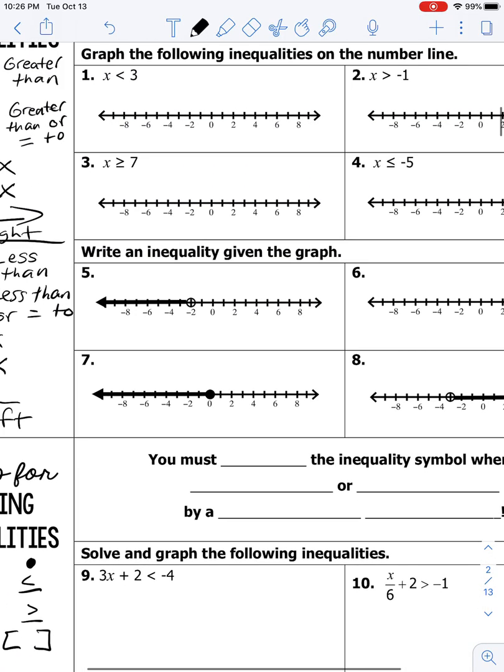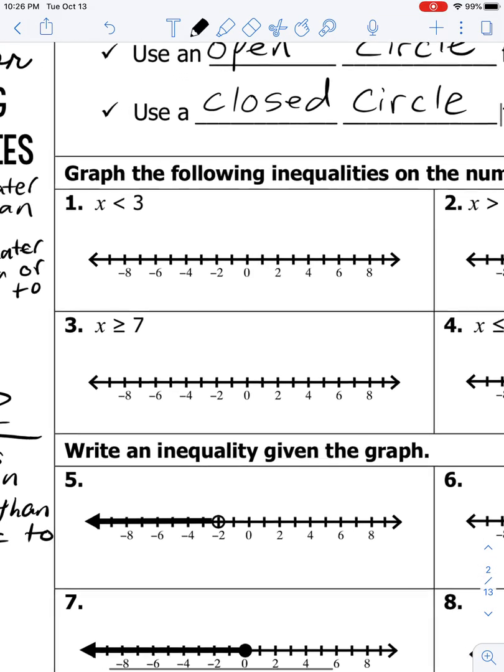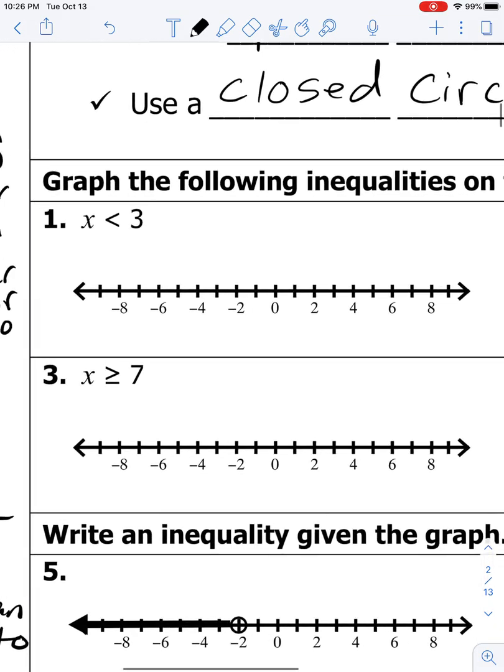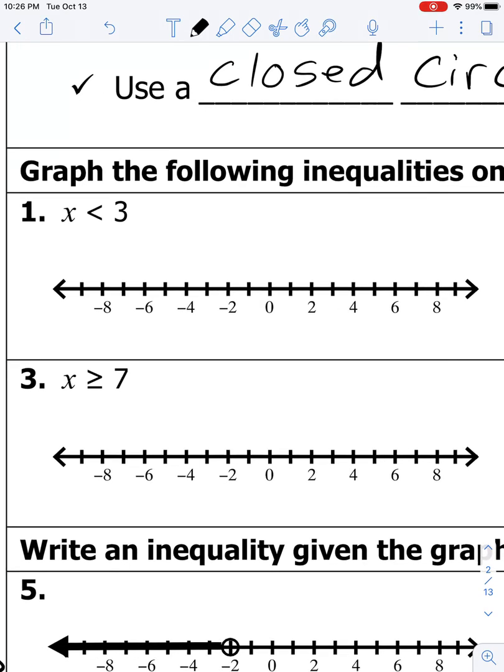So back to number one. On number one, we have a less than sign, so this is going to be an open circle at 3. So open circle at 3. The pointy part is facing the X, so we're going to shade left this way. All right, so our graph is actually finished.